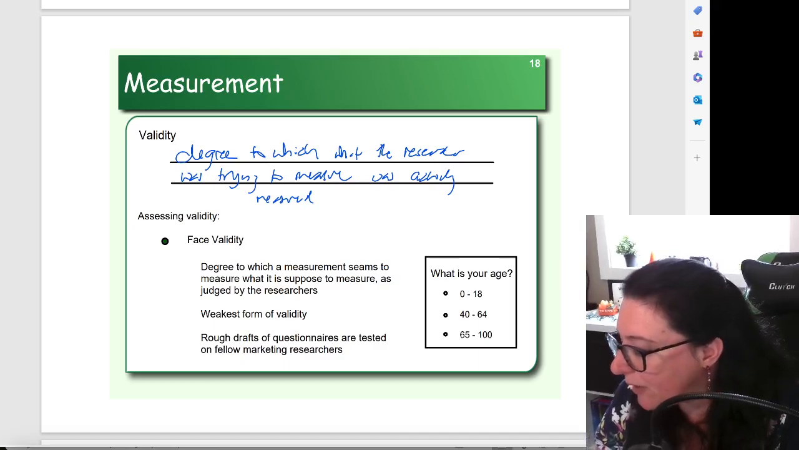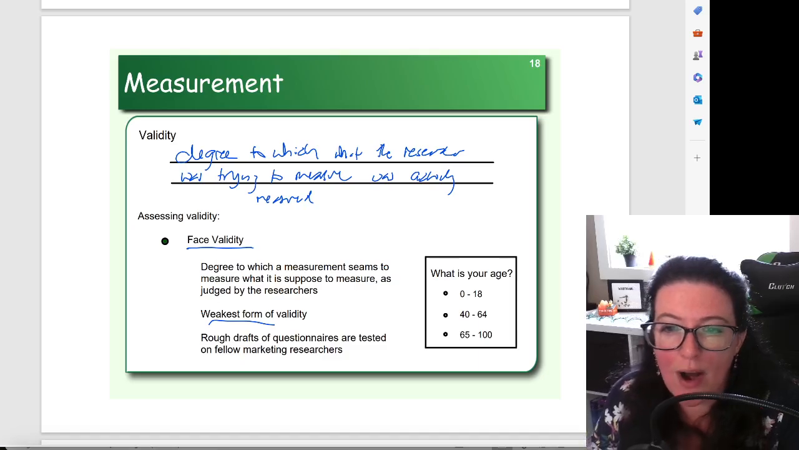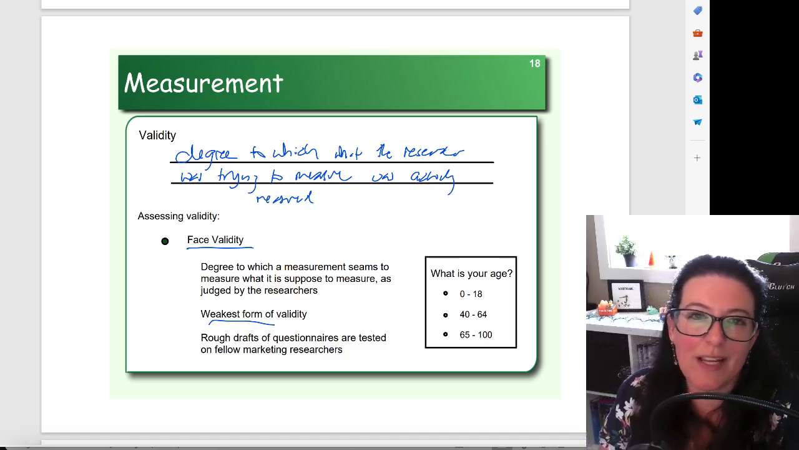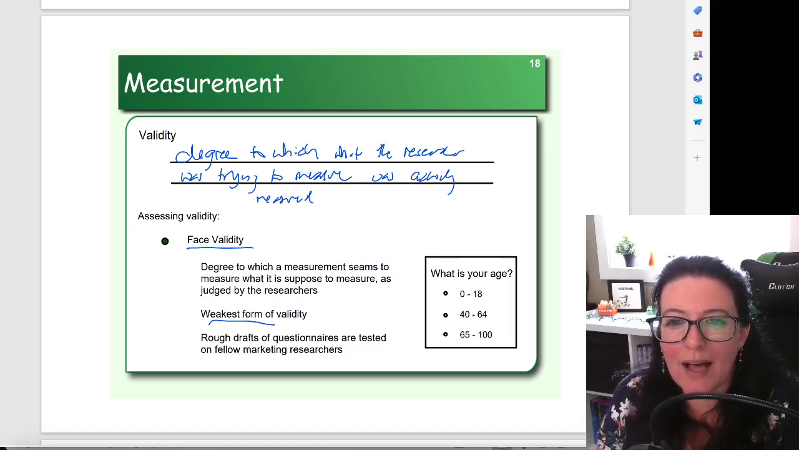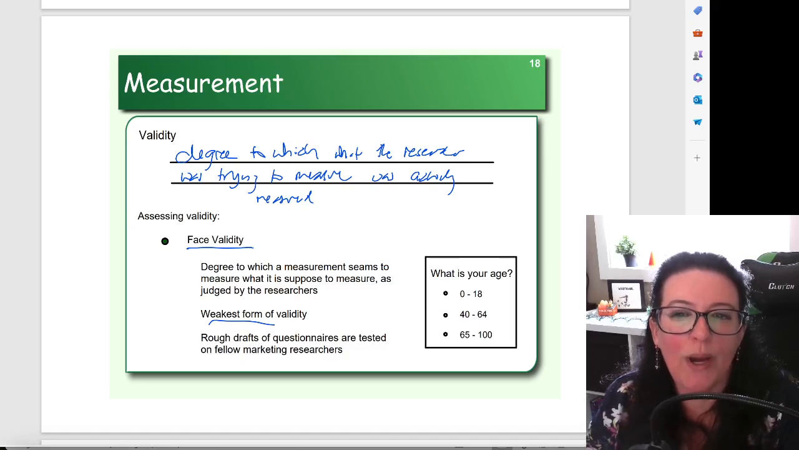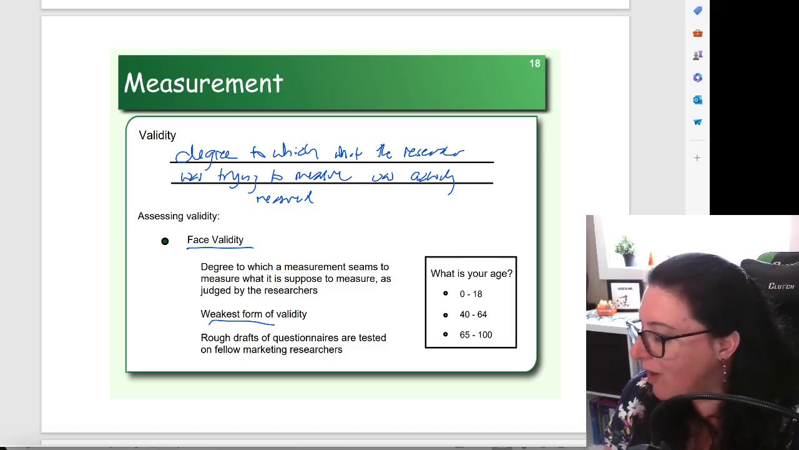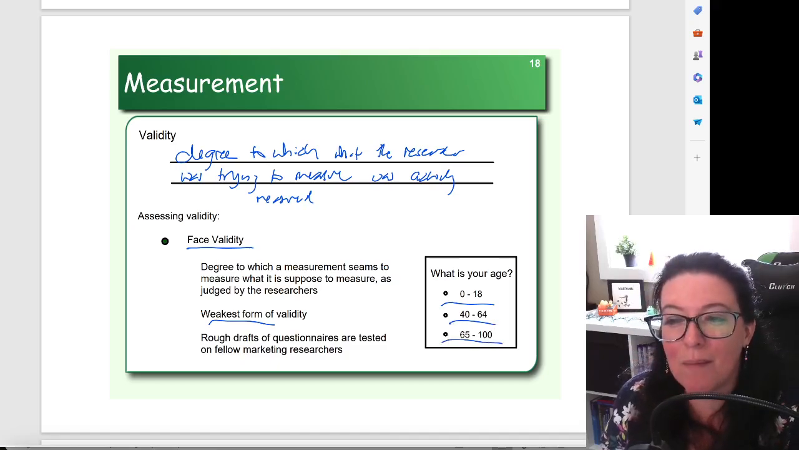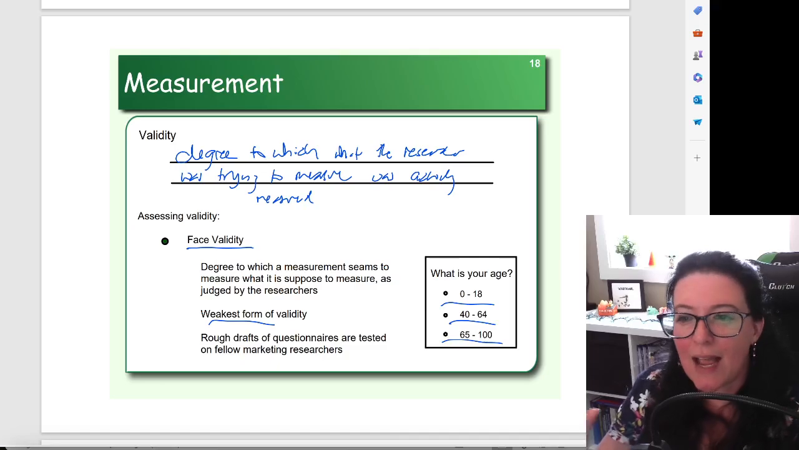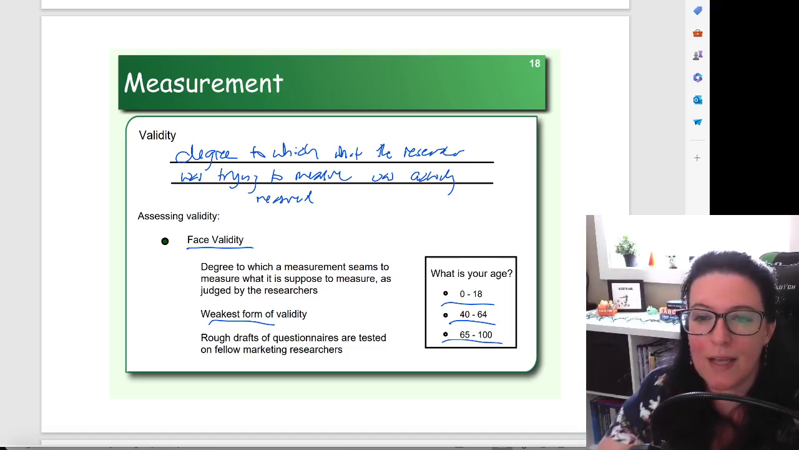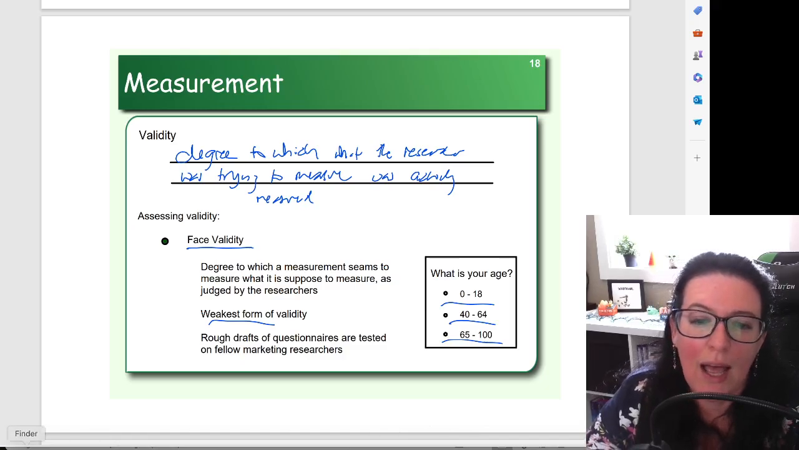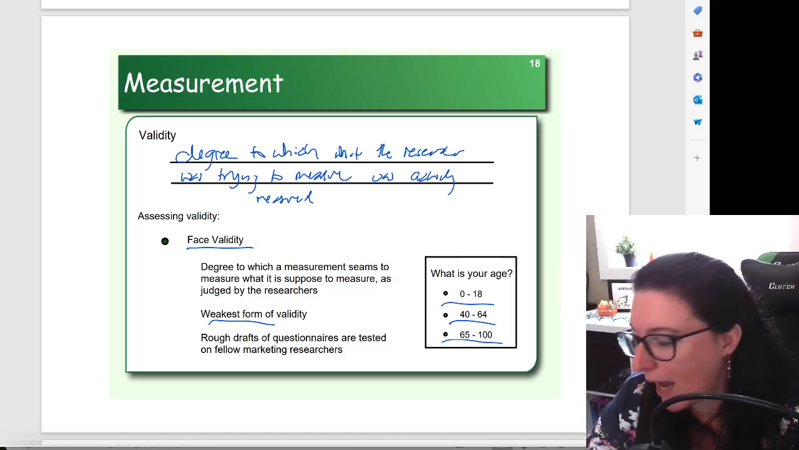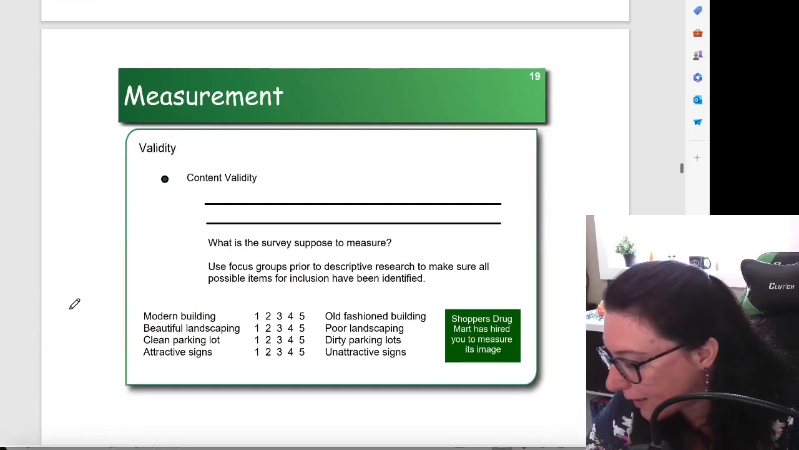The first type of validity is face validity. It's the weakest form of validity. When we do rough drafts of our questionnaires, when we create our surveys, we want to have other researchers test it out. So we do a bit of a pilot to make sure that what we are intending to measure, we are actually measuring, that we have covered all the different possible groups, and that the scales and the way we've worded the questions are going to help us measure what we intended to measure and allow us to actually create actions for our organization.